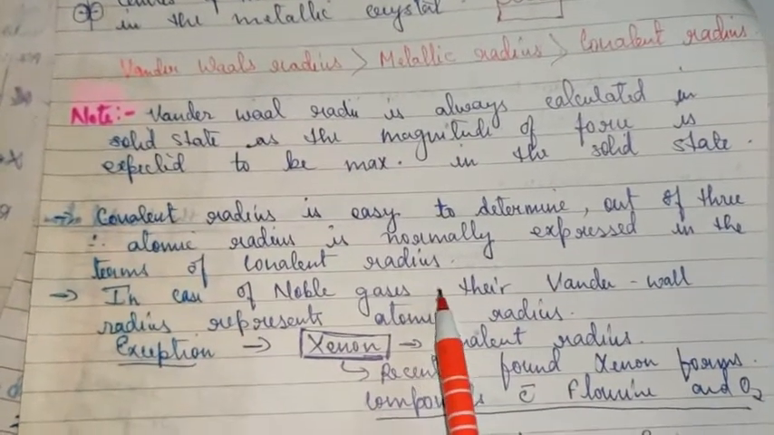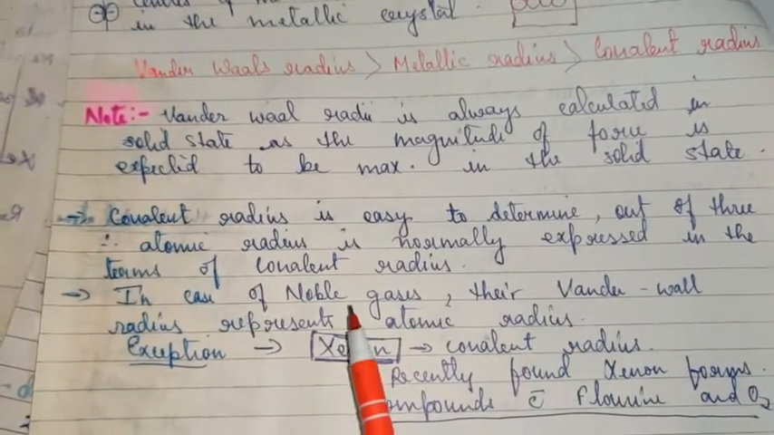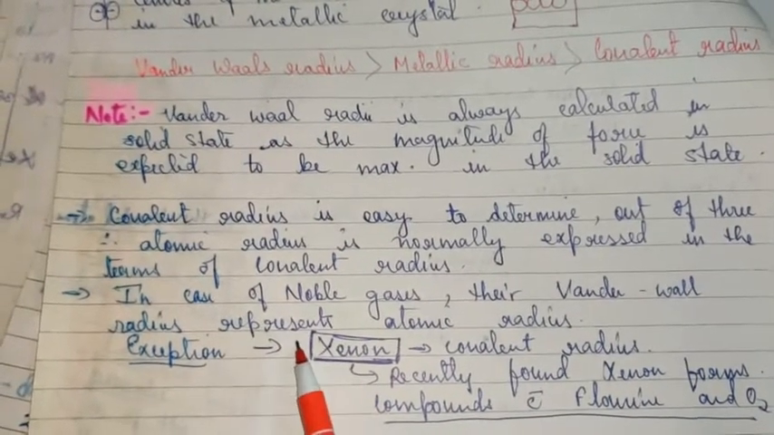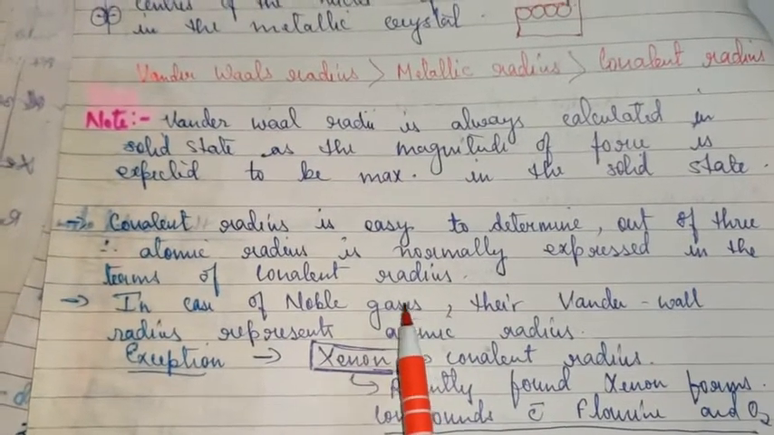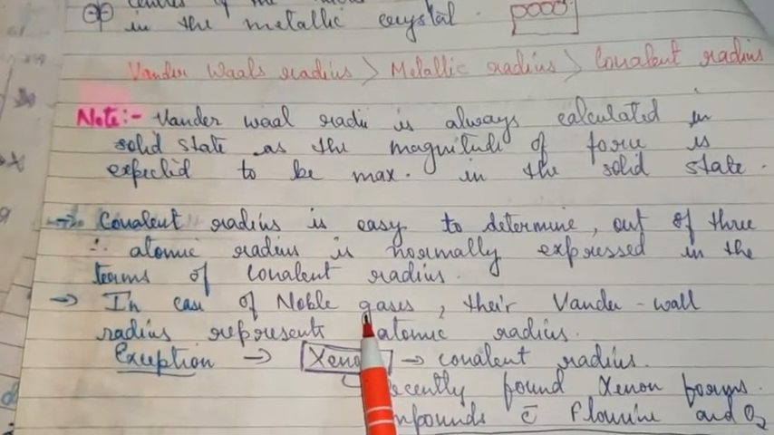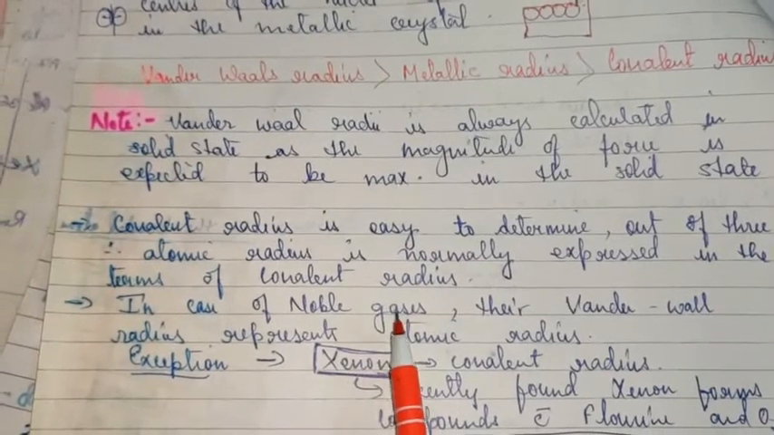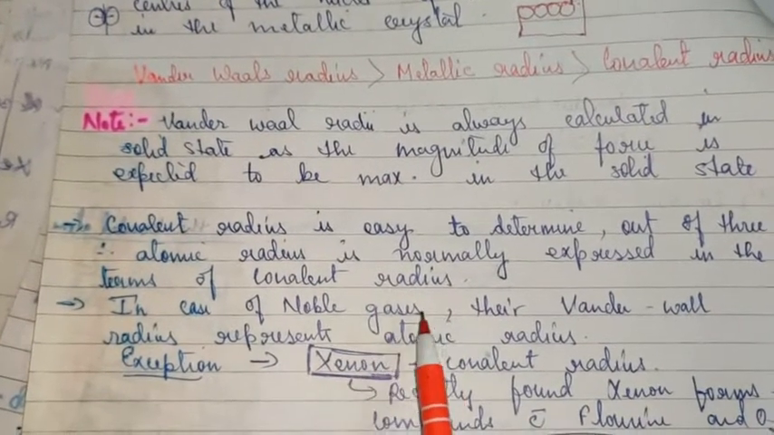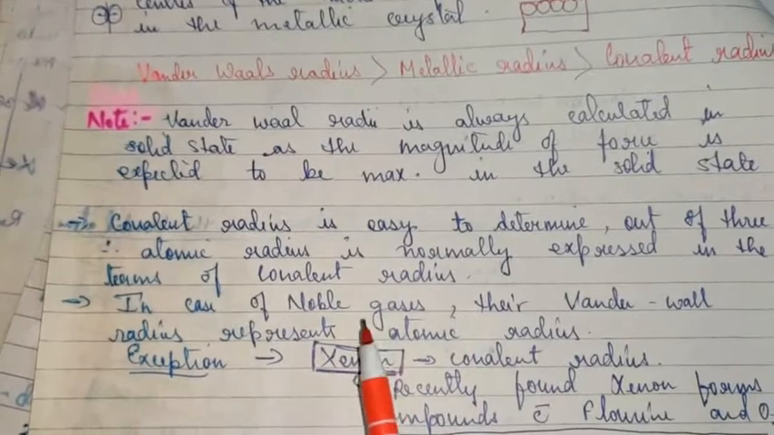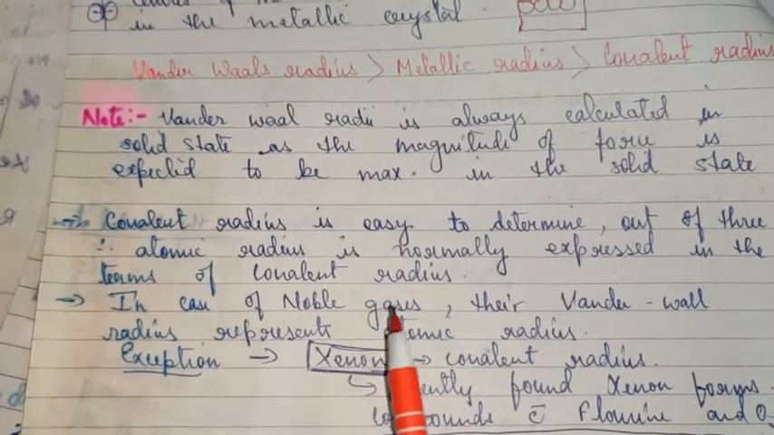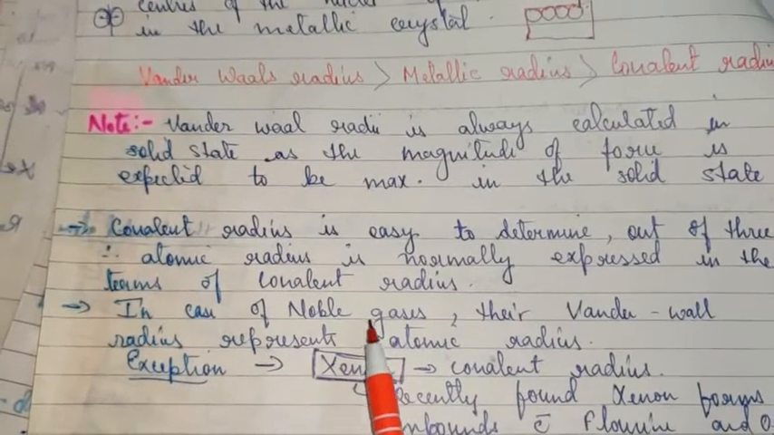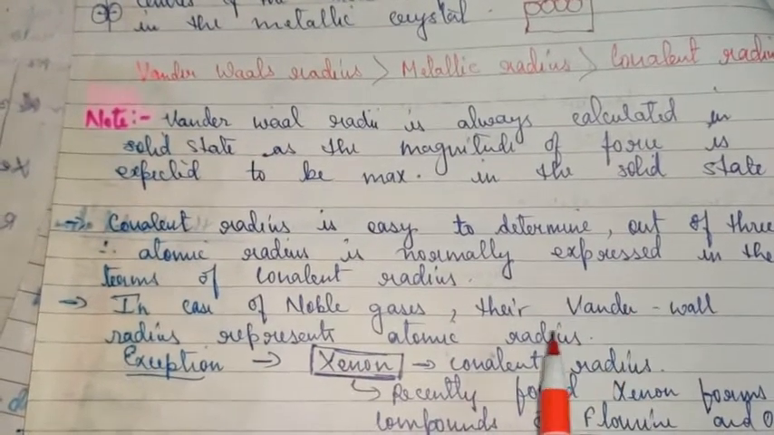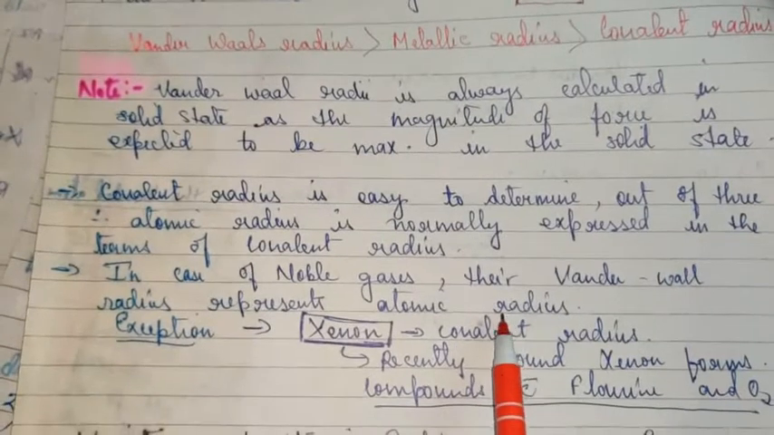In case of noble gases, their van der Waals radius represents the atomic radii, because noble gases do not form bonds. So obviously when they are not forming bonds, there is no chance of any type of bonding. The atoms remain separated from each other. So if you have to find out the radii, there is only one option, to find out van der Waals radii, which represents their atomic radii.